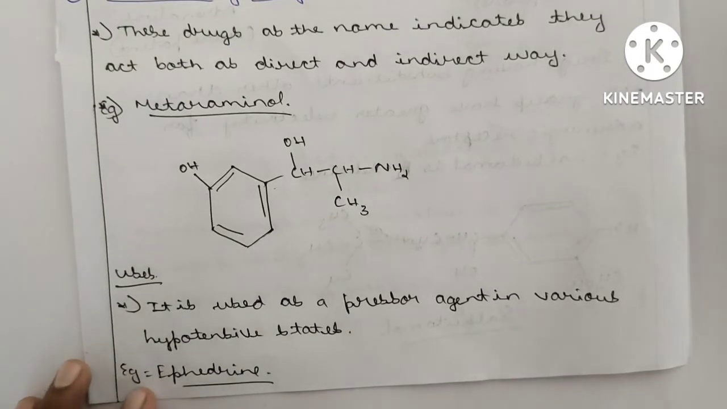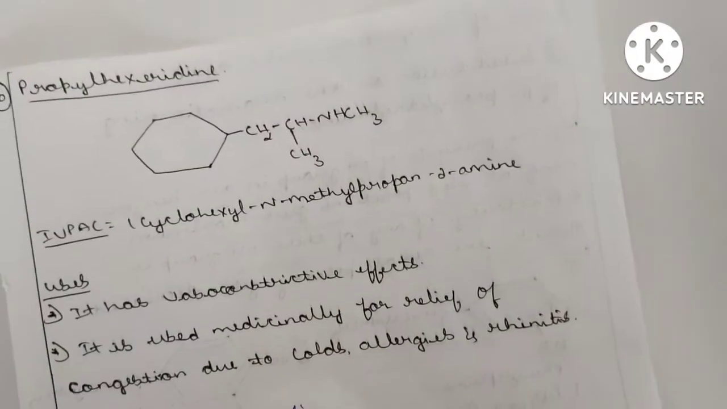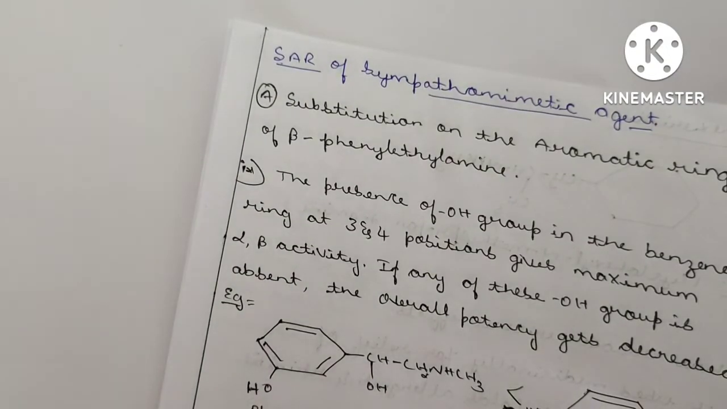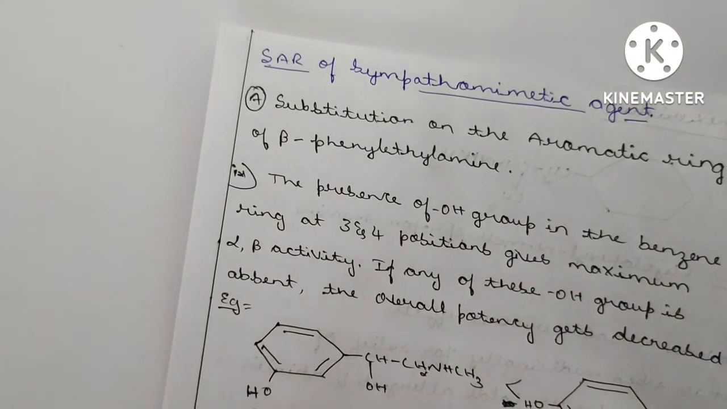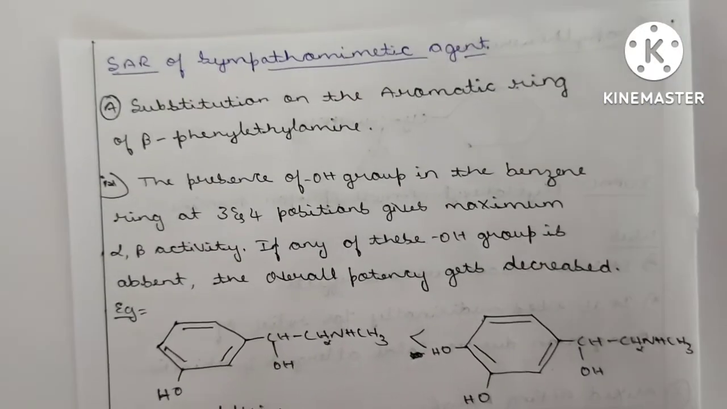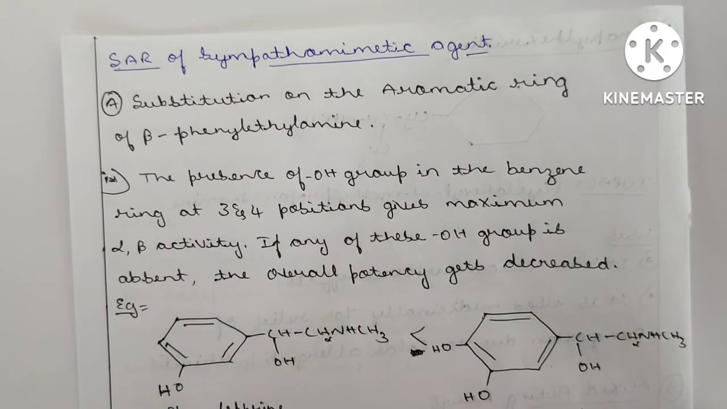And then one more example is ephedrine. Ephedrine we are also using as a mixed acting drug. Yeah. Next, a very important concept is the SAR of sympathomimetic agents or adrenergic acting drugs. SAR. See, substitution on the aromatic ring of beta-phenylethylamine.